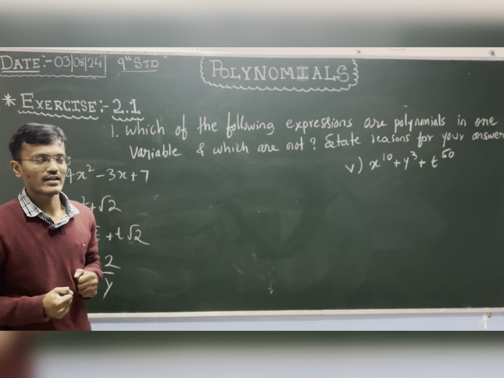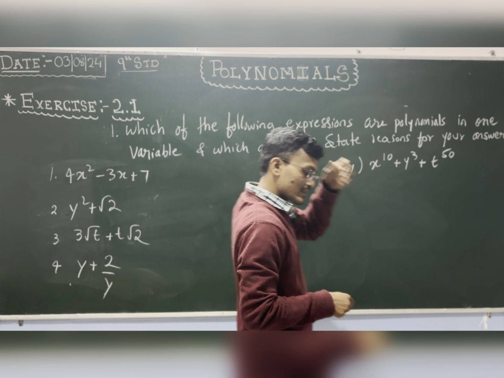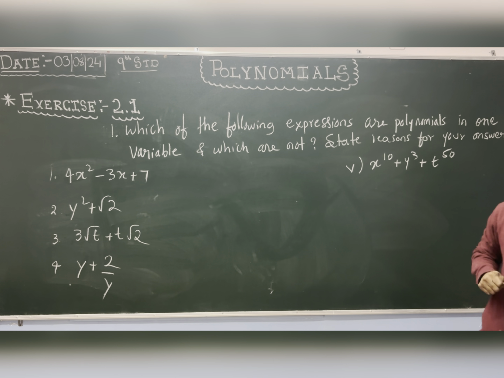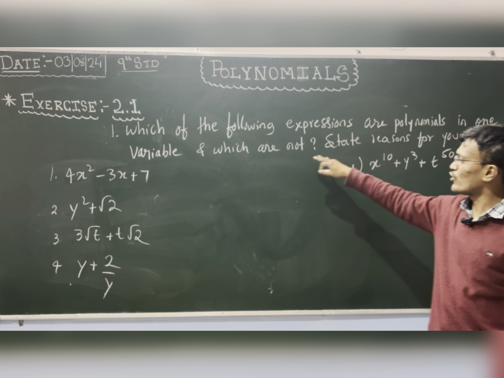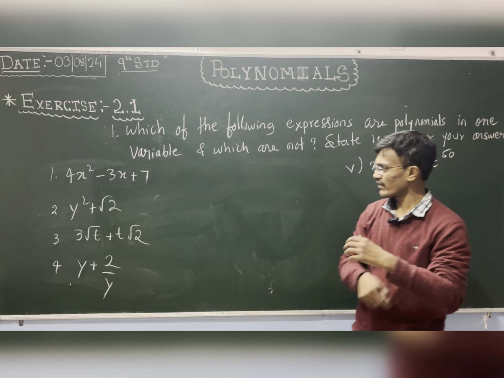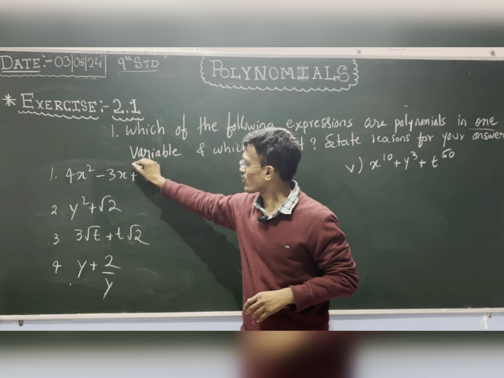Today we are going to learn polynomial exercise number 2.1. In previous classes you already studied the introduction of the polynomial, and today we are going to do exercise number 2.1. Which of the following expressions are polynomials in one variable, which are not, and state the reason for your answers. Here we need to focus on only one variable along with whole number exponents.